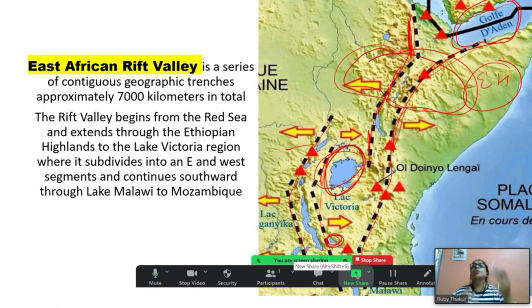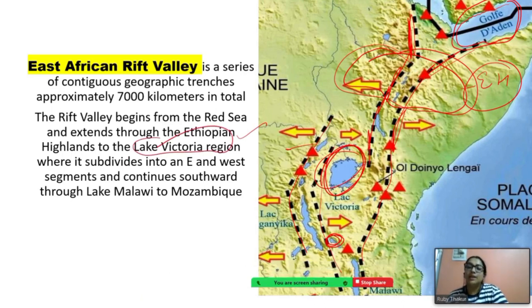What is trenches? In normal language we say खाई. The Rift Valley begins from the Red Sea and extends through the Ethiopian highlands to Lake Victoria, where it subdivides into east and west. Segments continue southward through Lake Malawi to Mozambique. So where did it start? It started from the Red Sea, came into the Ethiopian highlands, and from the Ethiopian highlands near Lake Victoria it splits into east and west, and below that Lake Malawi, and then comes to Mozambique.